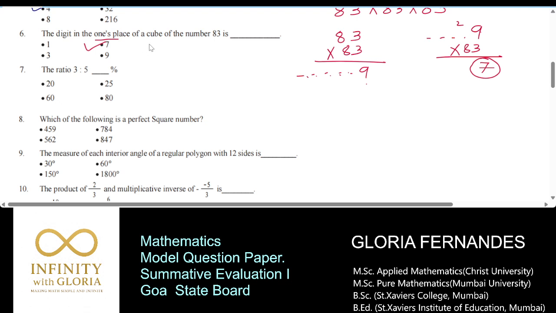Now the ratio of 3:5 is how many percent? When it comes to percent, 3:5 can be written as 3/5 like this. Now percent means you have to deal with the 100.